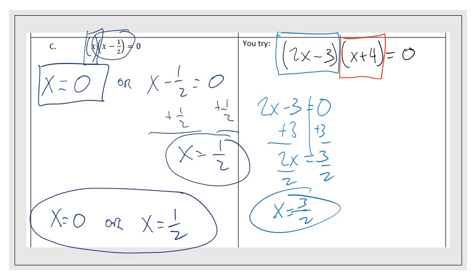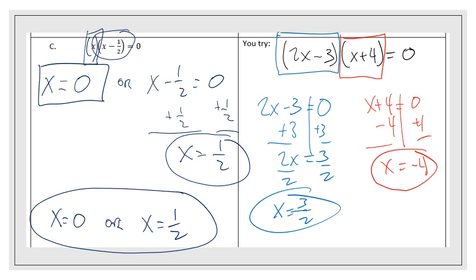Take your other factor of x plus 4, set that equal to 0, and solve for x. So subtract 4 from both sides of the equal sign. You get x is equal to negative 4. There's your other solution. Put the word or between those two, and you get your solution.